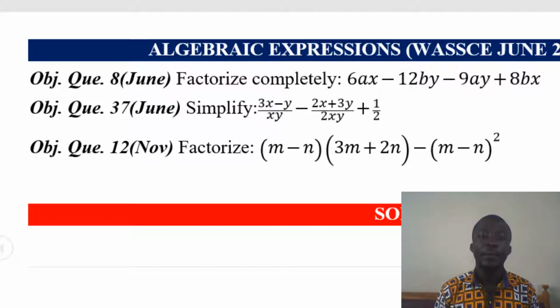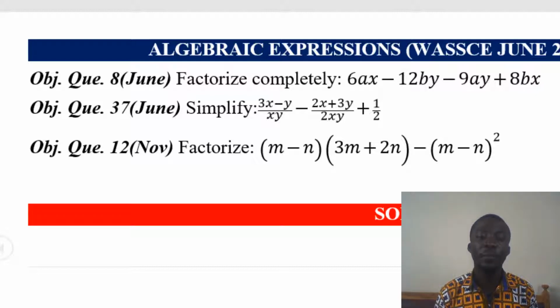Objective question 37, June. Simplify (3x minus y) divided by xy, minus the expression (2x plus 3y) divided by 2xy, plus 1 over 2.